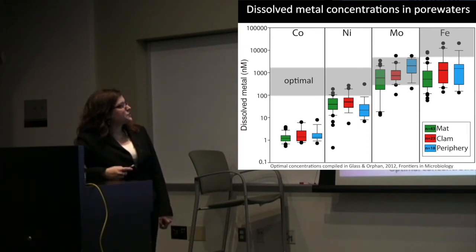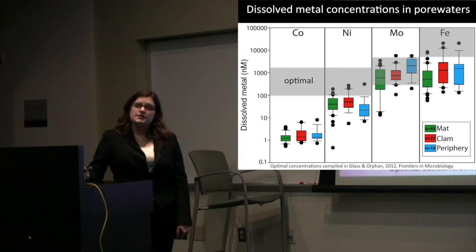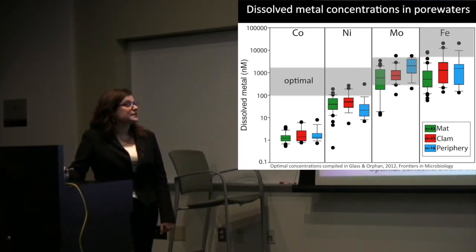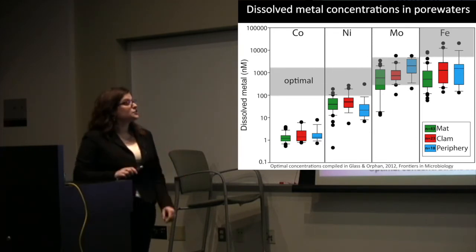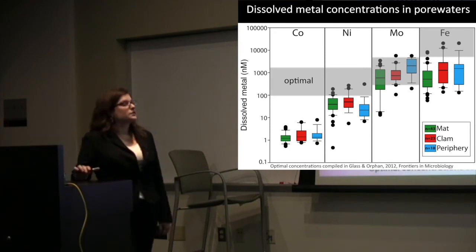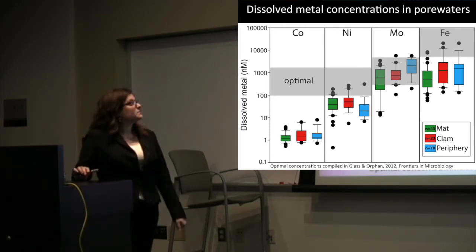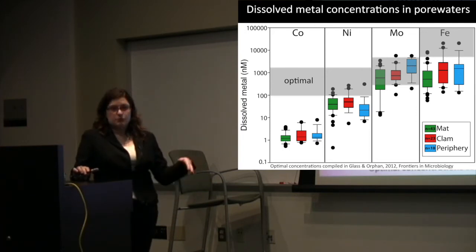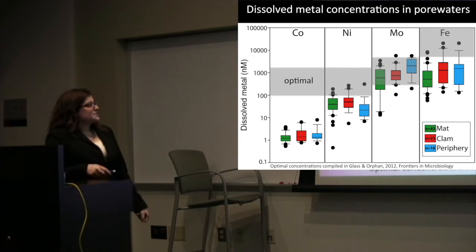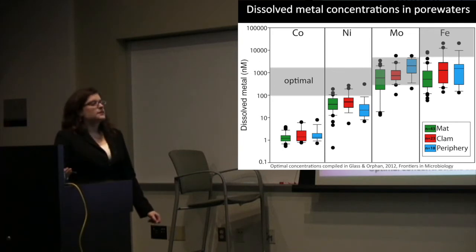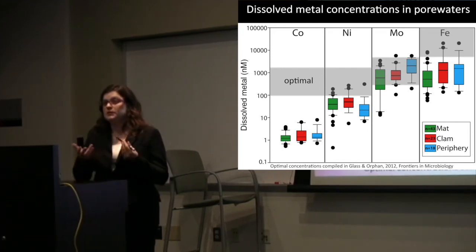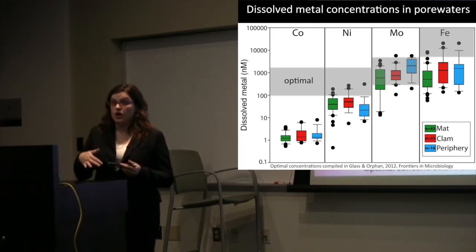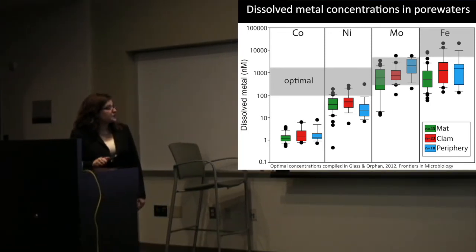And here in these gray boxes, I've plotted the optimal concentrations that I collected from literature surveys for growth of methanogens, which are related to the ANME archaea that we were studying. This was as good as we could get because we don't have studies yet of pure cultures of the ANME. You can see that furthest from the optimal concentrations is the cobalt in the pore waters. So this led us to think perhaps cobalt could be limiting growth in these systems, since it's so far under the optimal concentrations.